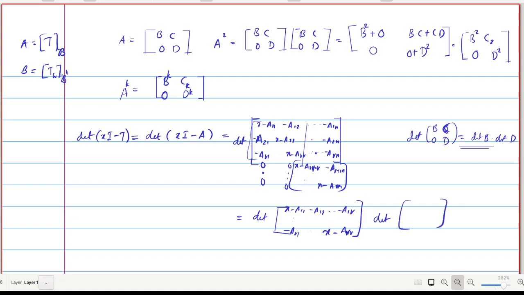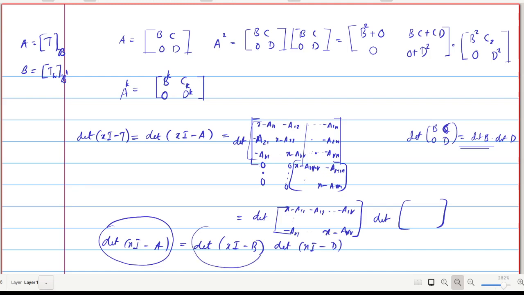Now we write this as the determinant of xi minus b, and this, in our notation, is the determinant of xi minus d. So we have the determinant of xi minus a can be written as the determinant of xi minus b times the determinant of xi minus d, which shows this gives the characteristic polynomial of t, and this gives the characteristic polynomial of tw.